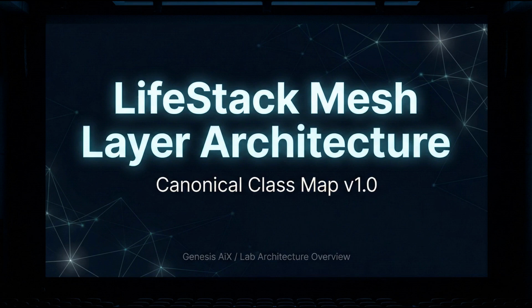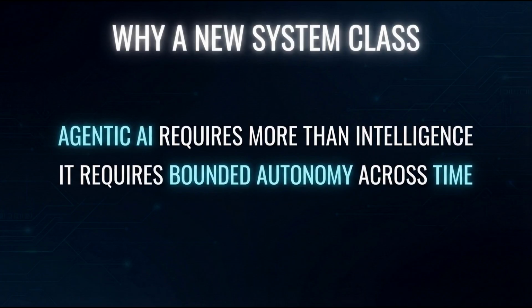The mesh layer architecture, bounded agency governance in distributed systems. We need a new class of architecture, not just systems that prevent individual bad actions, but systems that prevent trajectories of individually good actions from accumulating into collective failure. This is the bounded agency problem.